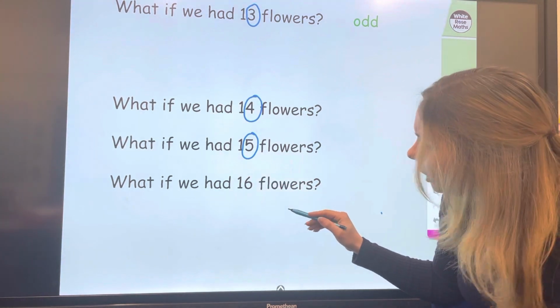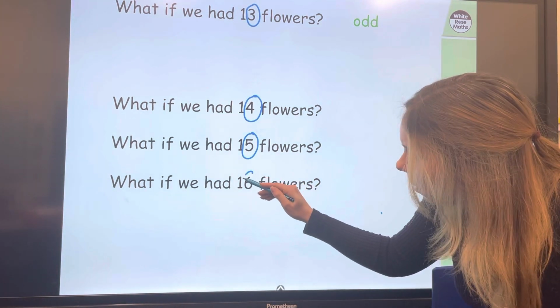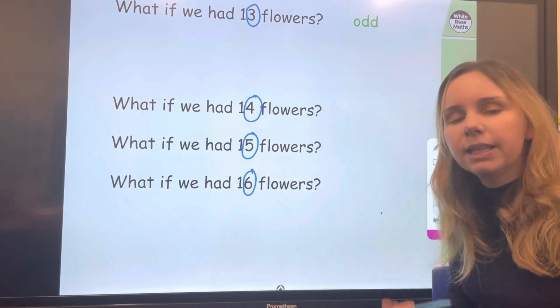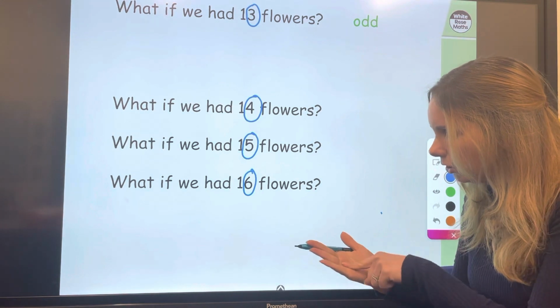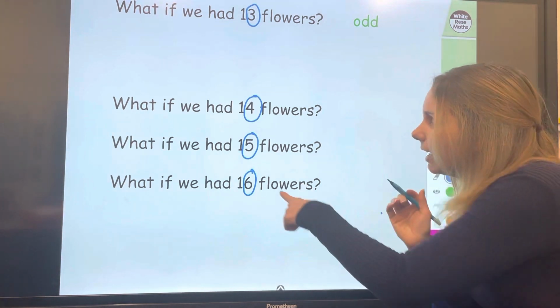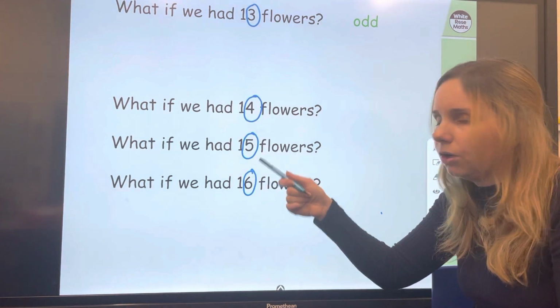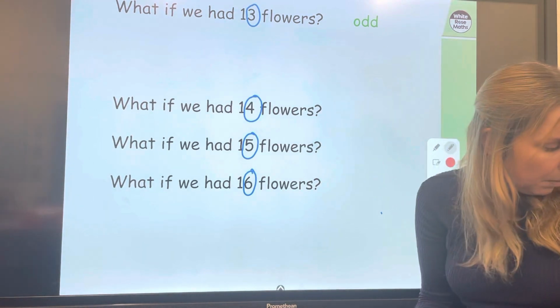16. Which number do I look at to help me? I look at the 1s. How many 1s do we have? 6. What do I know about the number 6? Let's try calling Mr. Even. 2, 4, 6. 6 is even, and it's also in my 2 times table.